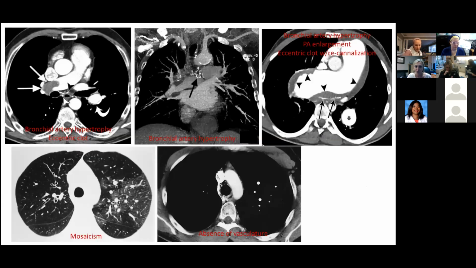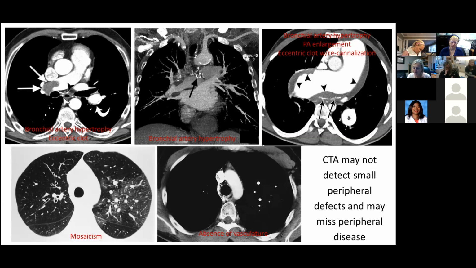Some more cool pictures. The picture in the middle is what we call bronchial artery hypertrophy. Usually you should not be seeing bronchial arteries, they should not be that visible on a CT scan. This eccentric clot is along the sides of the pulmonary artery, so not in the middle. That's on your right, and the left a little bit, but on the right as well. On the CT scan in the middle, on the bottom, you see complete absence of vasculature. When you don't see any vessels, that's a bad sign. That's usually not an acute clot.